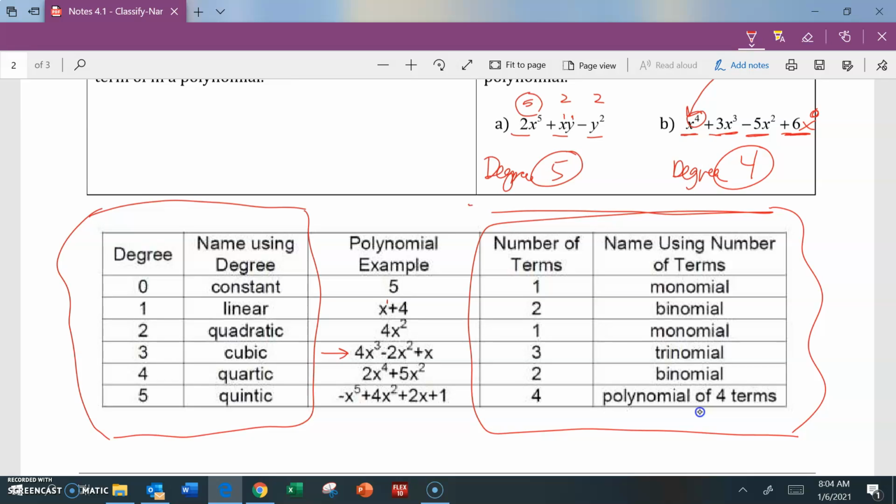So if it has one term, we're not talking about the degree now, we're talking about how many terms you have. It's called a monomial, which we started off with today. This next example has two terms. That's called a binomial. Here, this example has one term again, so it's a monomial. This next one has 1, 2, 3 terms.